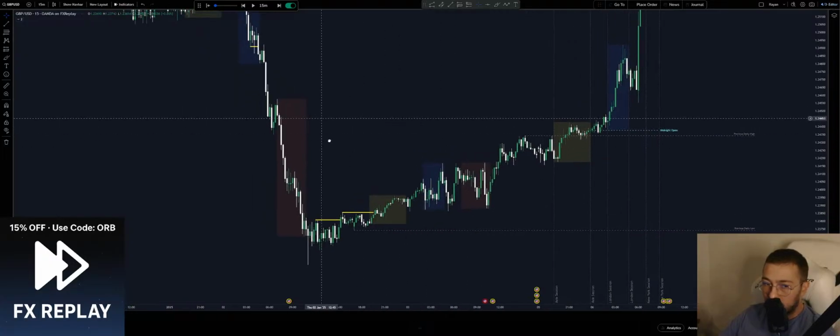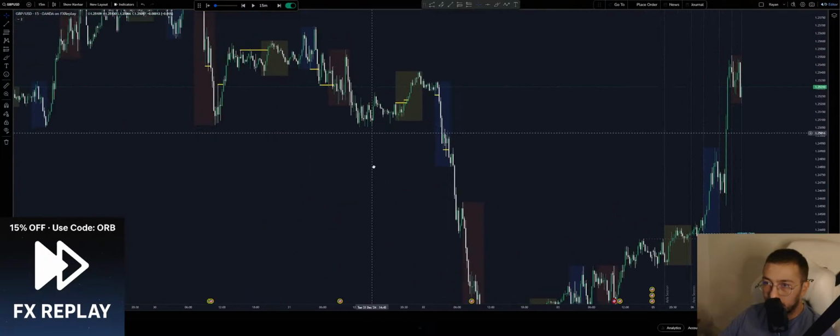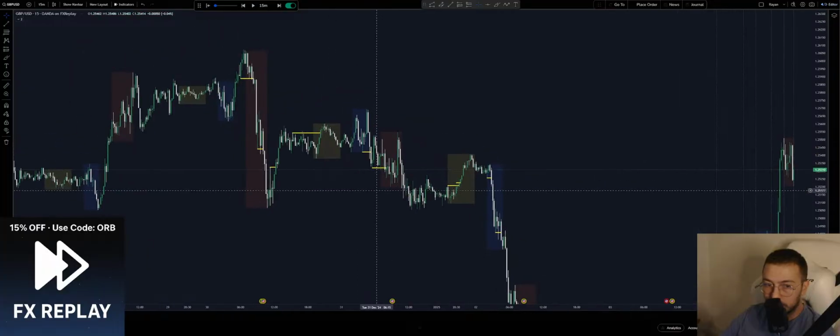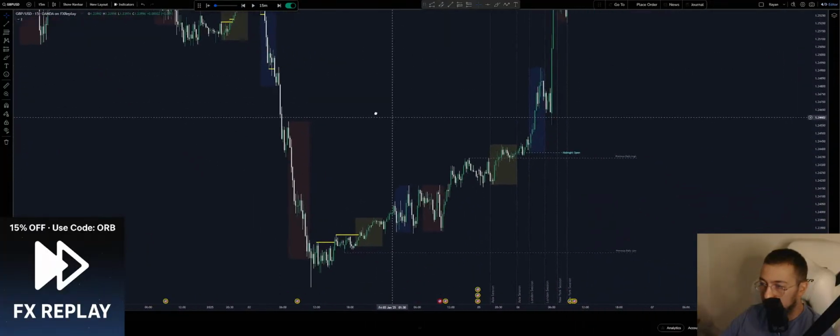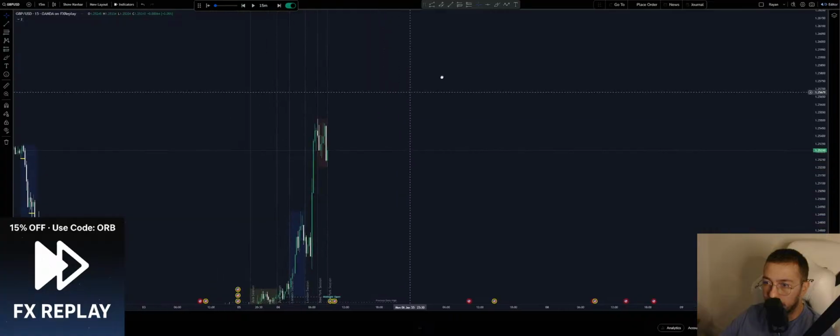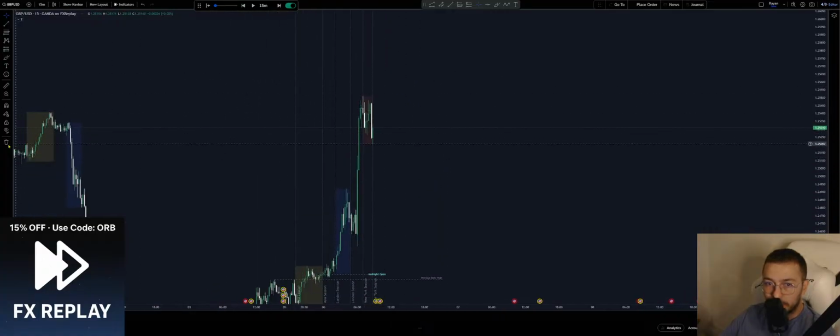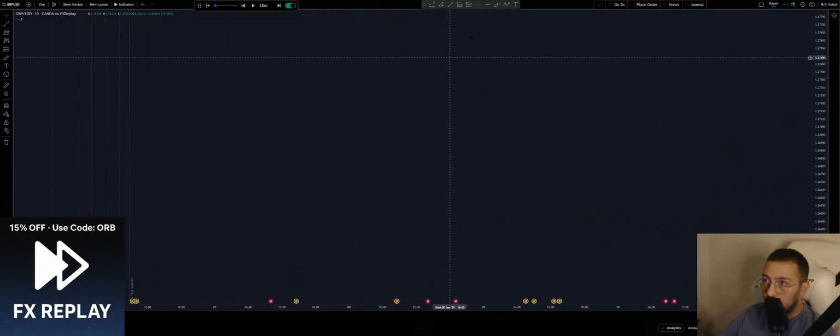And that is how you get your bias through purely market structure. As simple as this. Okay, so that is for the bias. Now, how to mark out your supply and demand zone.